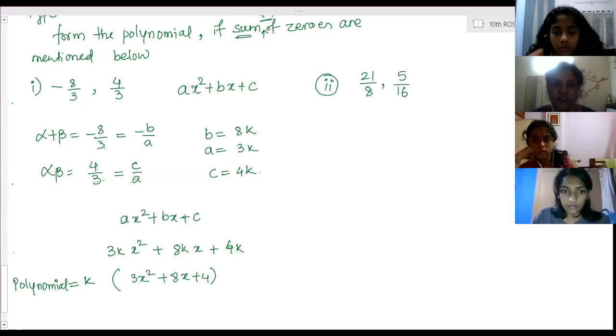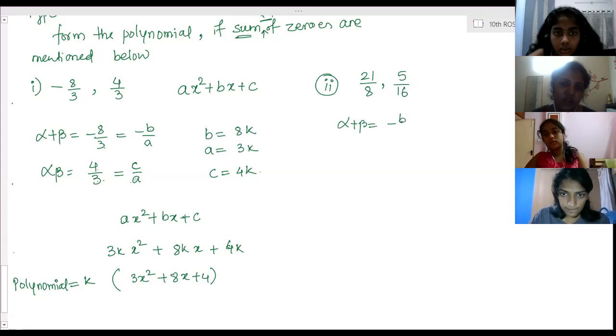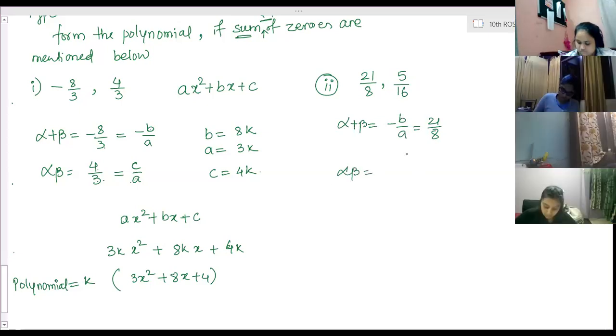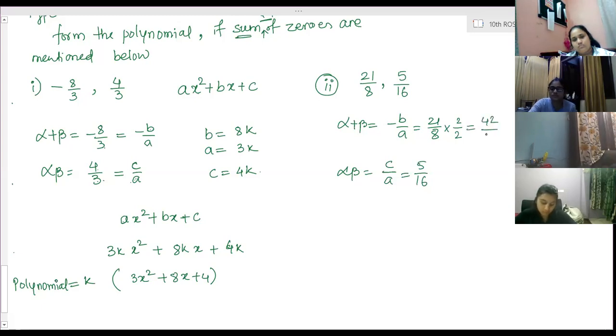So here this is the sum and this is the product. So alpha plus beta is equal to minus b by a, whose value is given as 21 by 8. And alpha beta is equal to c by a, whose value is 5 by 16. Now see here, this a is 8 and this a is 16. So we have to make them equal. That way we can multiply and divide with 2. So we will get 42 by 16, and this is 5 by 16. Now the a's are equal.